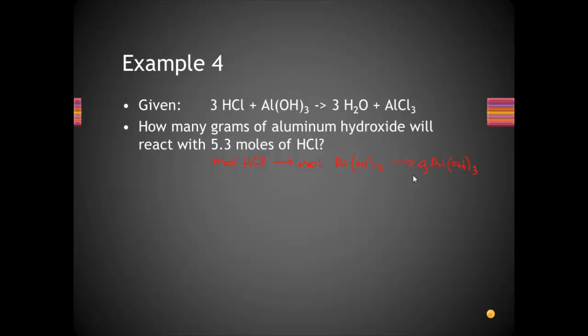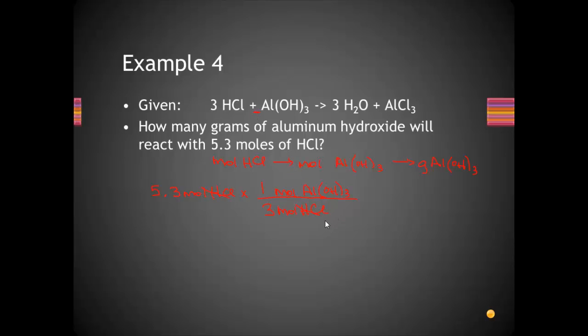I'm going to write down my given first. 5.3 moles of hydrochloric acid. I need to convert moles of HCl to moles of aluminum hydroxide. So that's going to be a mole ratio conversion. I'm going to put moles of AlOH3 on top, and I'm going to put the moles of HCl on bottom. The ratio from the balanced equation is 1 to 3. Now that 1 for the aluminum hydroxide is understood there. Don't forget that. Moles of HCl is going to cancel out, and I'm going to have moles of aluminum hydroxide.